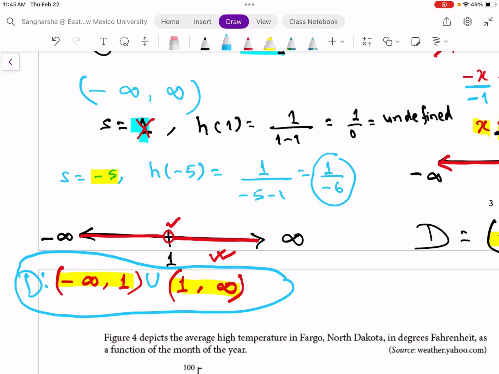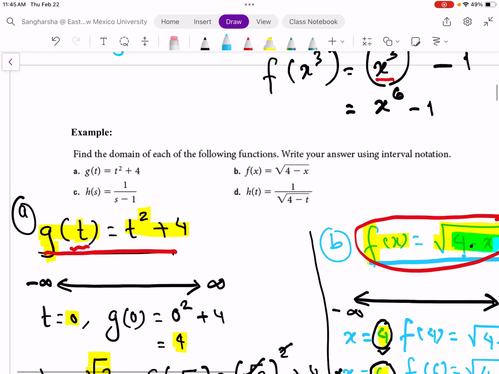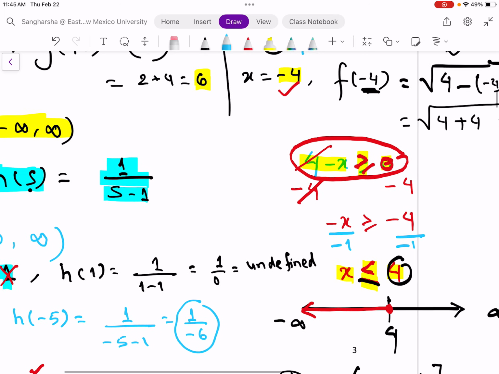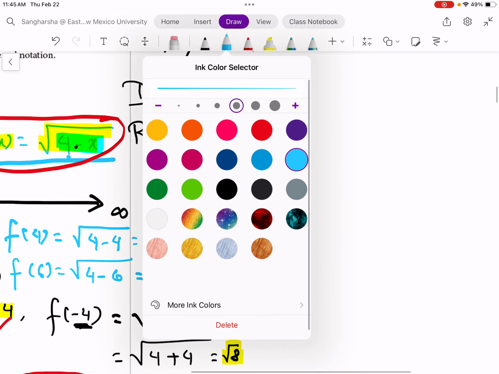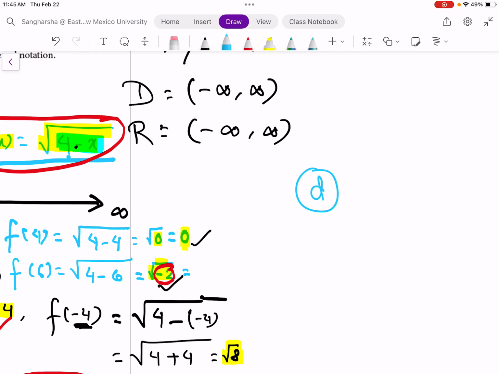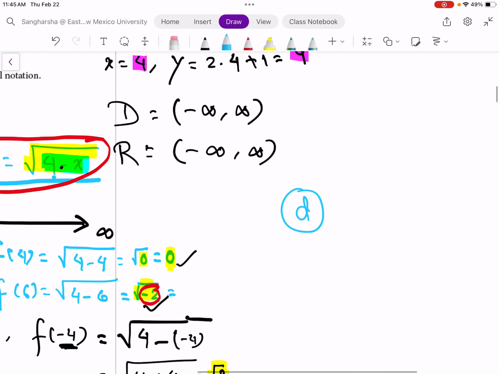Now let's see what we have in the next one. So we have number d, and our function is h of t equals 1 over 4 square root 4 minus t.